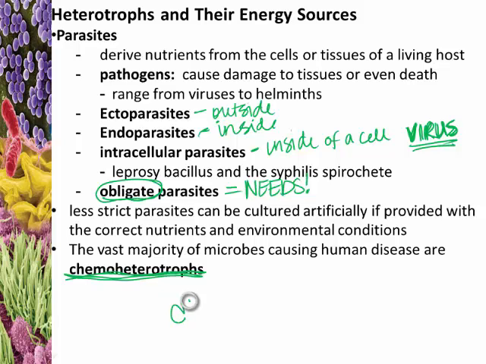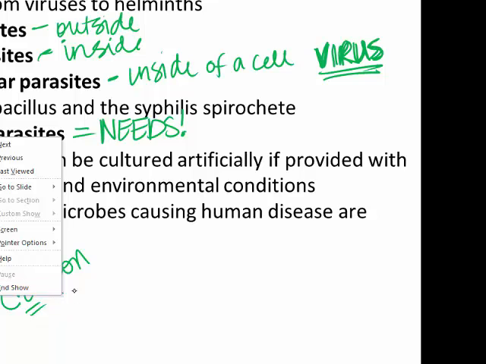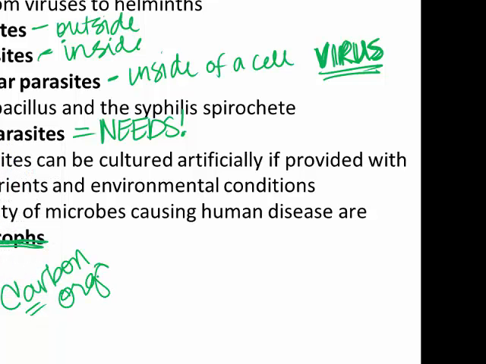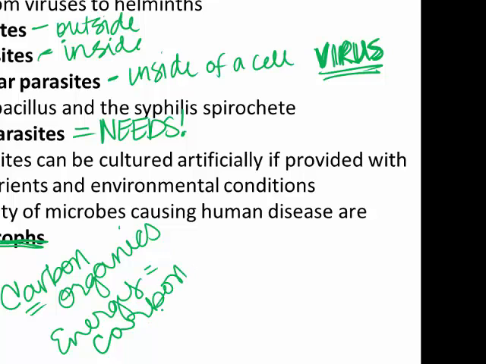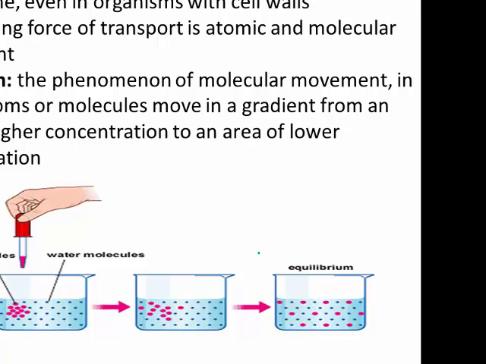Okay. So our carbon sources are going to be the organics. Their energy sources are probably going to be the same thing. Think sugars. Okay. So that's our case for the chemoheterotrophs.